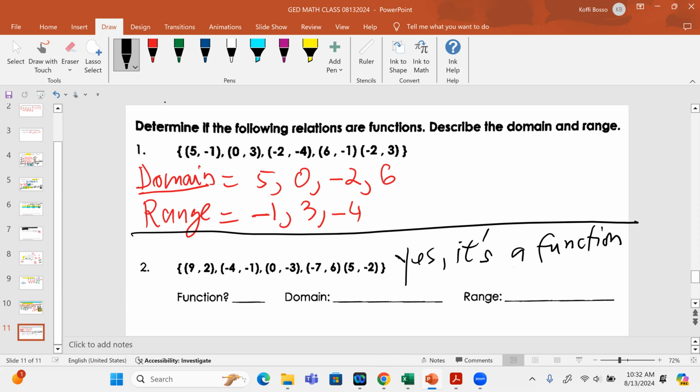Okay, now the domain here will be what? Yes, yes. Thank you. And what about the range? Thank you.